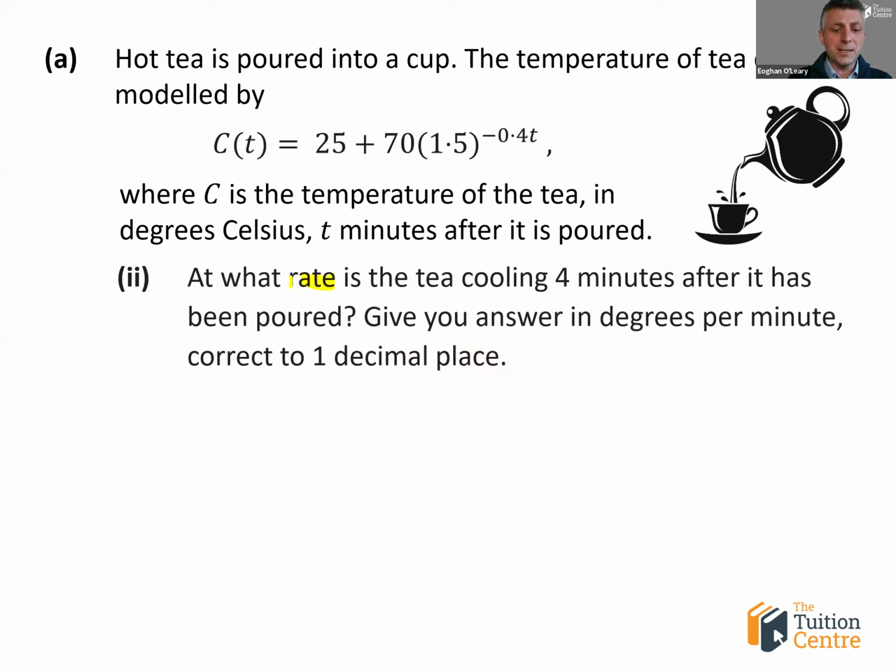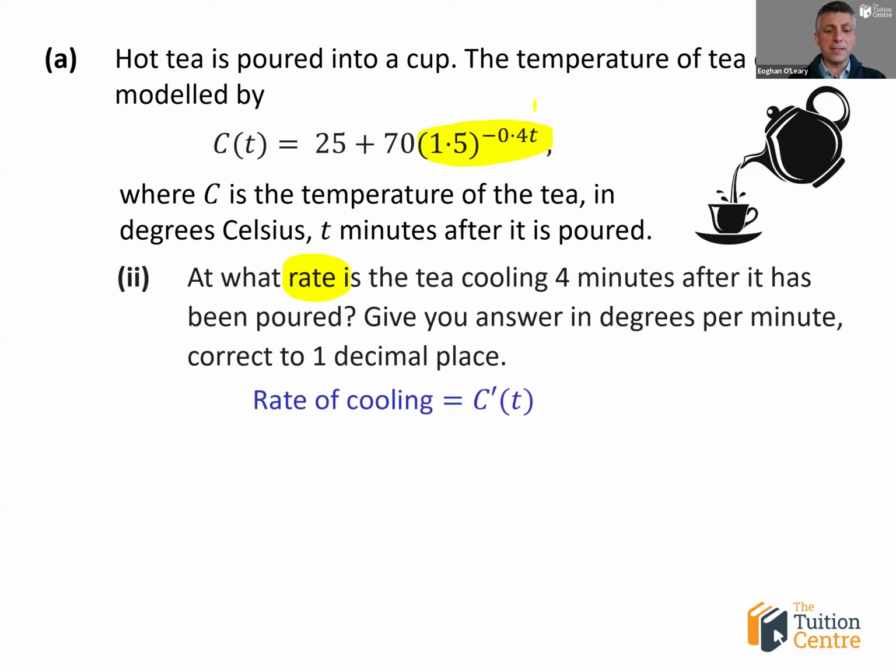Now, at what rate is the tea cooling 4 minutes after it's been poured? So obviously we've just gotten the temperature at 4 minutes. So what is the rate? And as soon as you see the word rate, you're thinking rate of change, you're thinking differentiation. So in this case, it's a straightforward, just differentiate the function, give your answer in degrees per minute correct to 1 decimal place. So we have to look at obviously where the variable is.